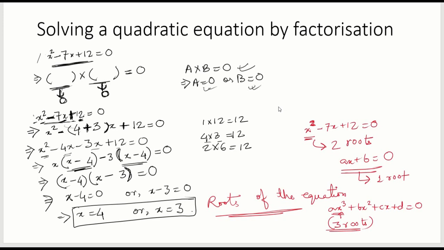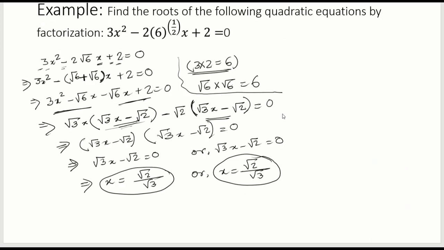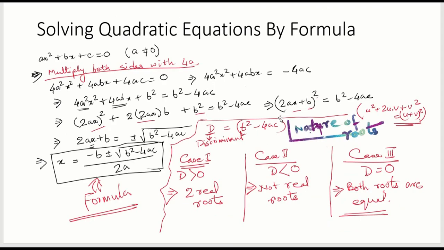The middle term, minus 7x, we need to write as a sum or difference of 2 other terms, so that we can factorize the entire expression. That's how we did factorization. So we already solved this problem using the factorization method.